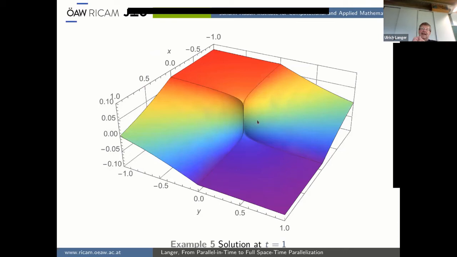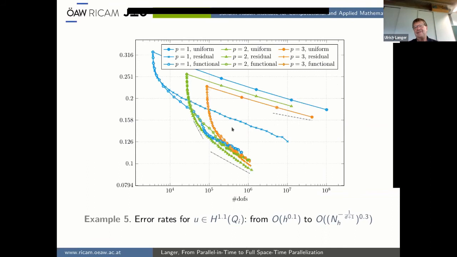And this singularity, you can move into the space-time cylinder, and you can even build in time singularities. So, and I think one should not use tensor product tricks. So this is very hard. So we did this with tetrahedra. And then, of course, if you use uniform refinement, we get exactly the rate h to the power 0.1, as corresponds to the regularity of the solution. And if you use adaptivity, we improve by 0.3 for all p's, but not to the power of p.